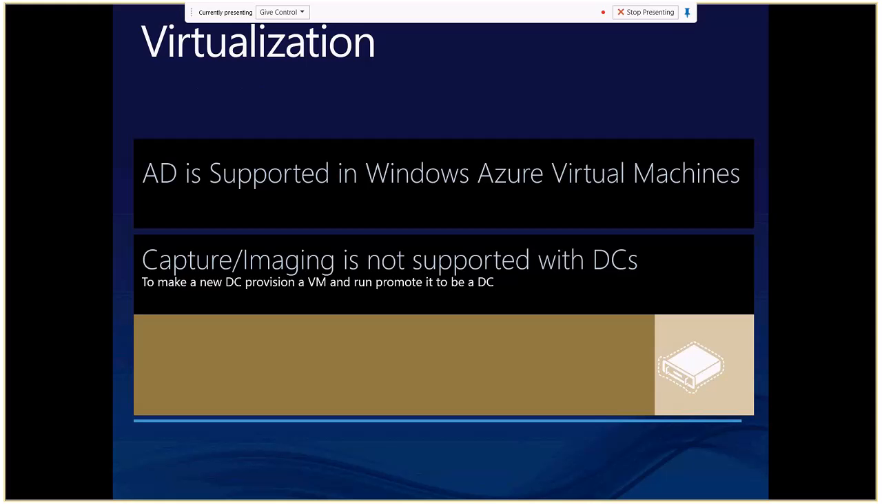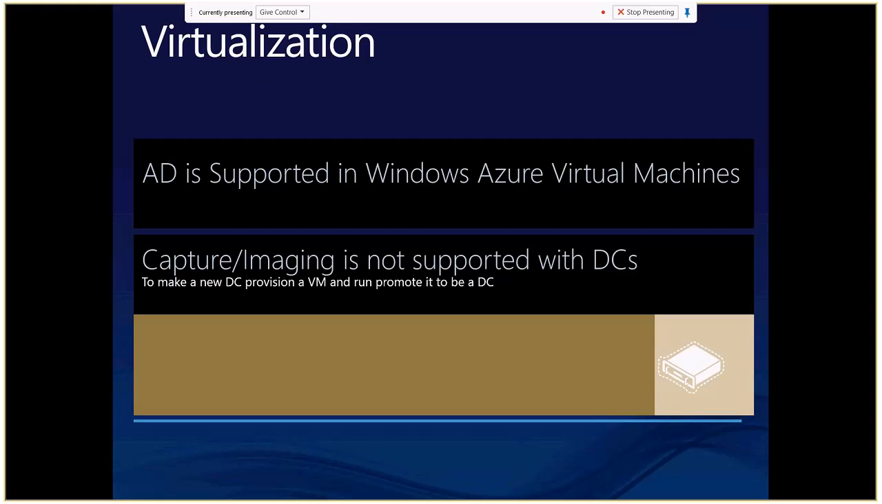A couple other things to consider when we look at putting Active Directory out in Windows Azure is one, how do we provision it? What's the best way to do that? What's supported? And then how do we back it up?